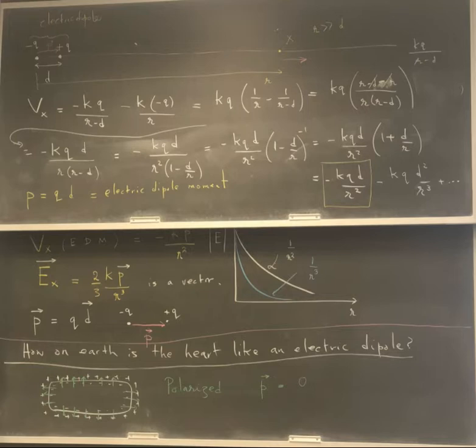So if I were to make a plot, if this were my R and this were my strength of the electric field, if I had a point charge, the dependence is 1 over R square. And for a dipole, the dependence is 1 over R cube.